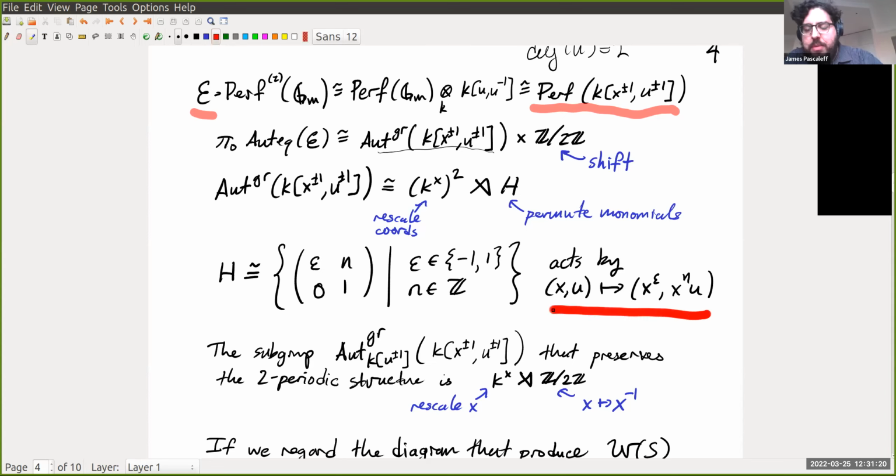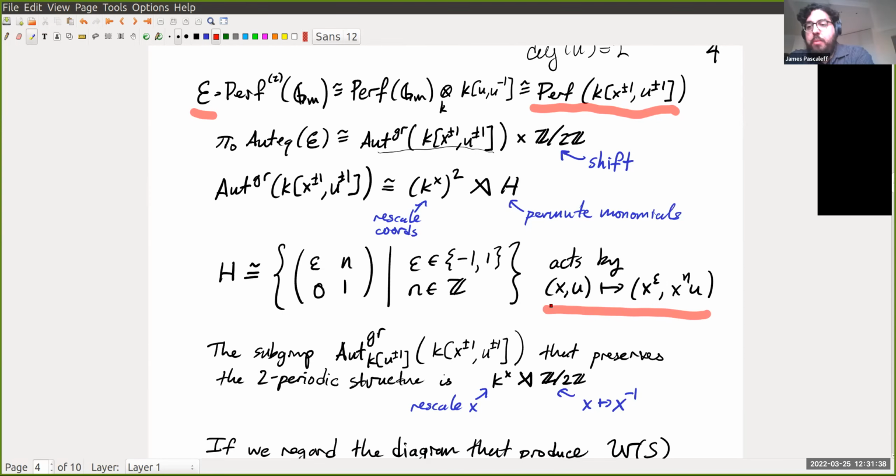So you just look at the formula here. That's what you can do. You can rescale the variables, or you can, so this epsilon, you can invert x, you can send x to x inverse, and then you can send u to x to the n times u. That's what you can do.